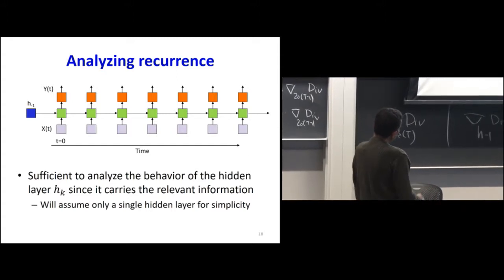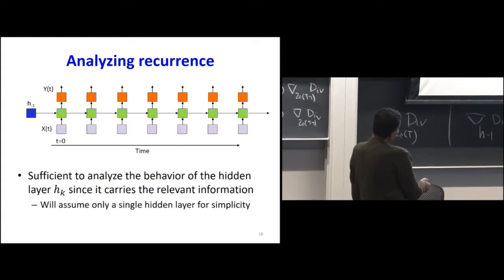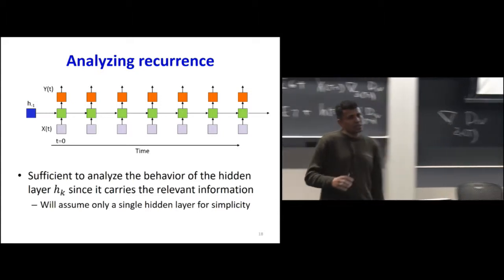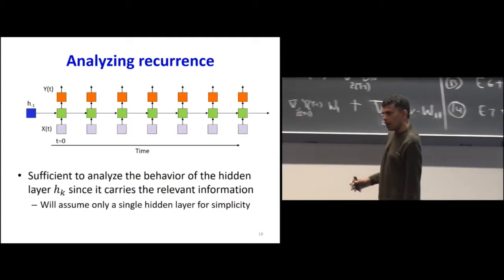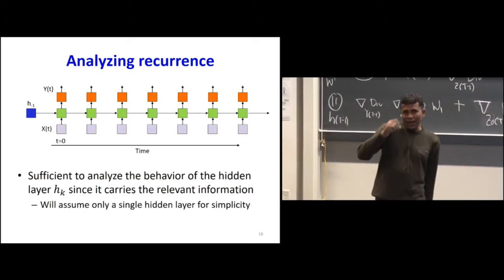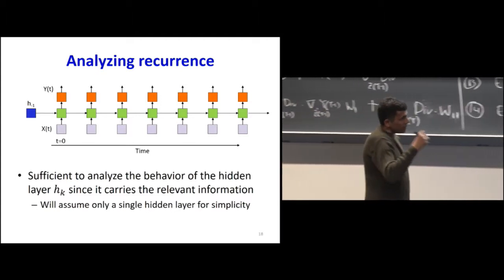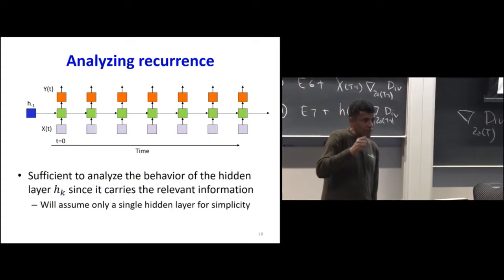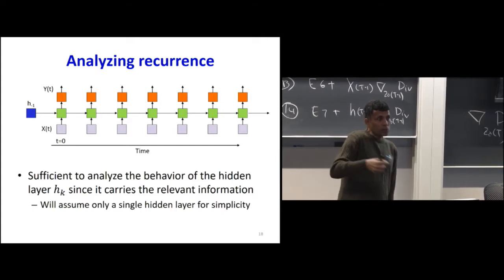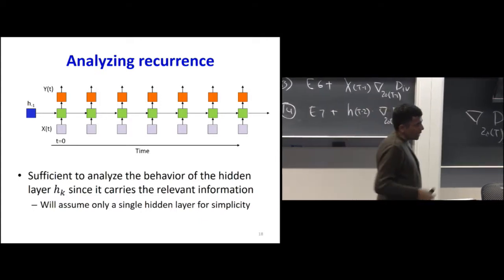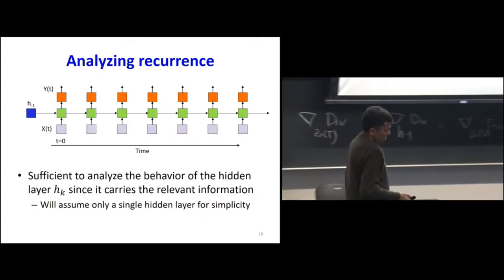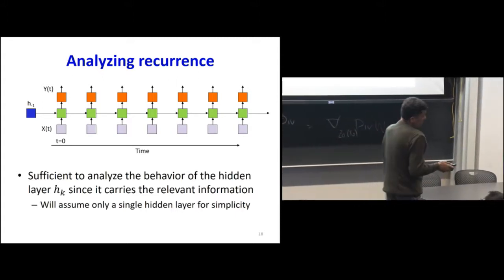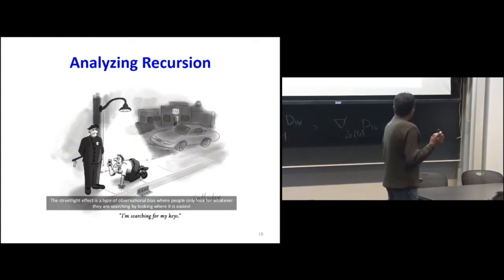For the linear activation case, it turns out it's sufficient to analyze the behavior of the hidden layer, in any case, regardless of whether the activation is linear or not, because the actual recurrence occurs only in the hidden layer. If the hidden layer explodes, the output explodes. If the hidden layer does not explode, the output does not explode. You're pretty much guaranteed, right? So let's just look at the hidden layer, and let's just assume a single hidden layer for simplicity.